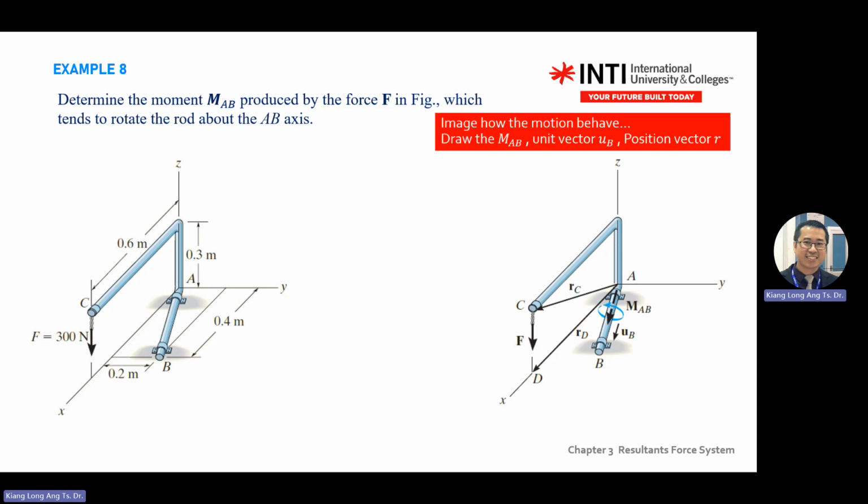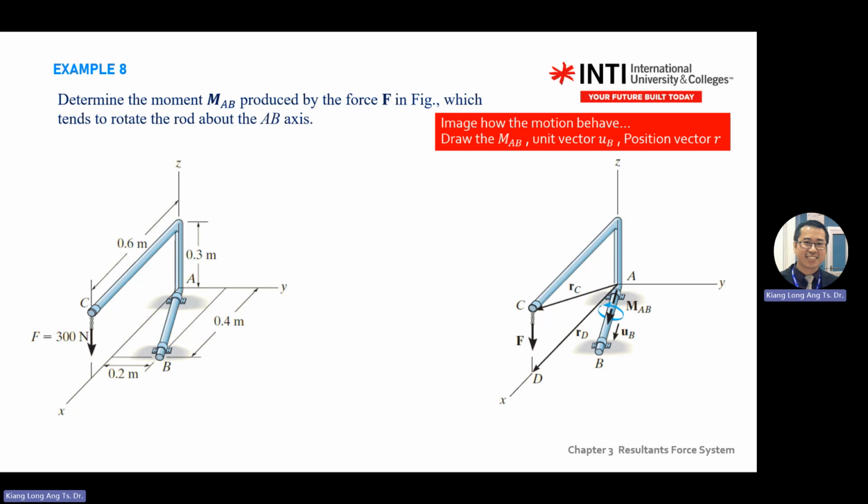Okay, so from the left hand side diagram, you need to draw the new diagram in your answer sheet by labeling A, B, C, and then put in where is your moment at moment AB. So for example, the question asks you to find the moment AB. Your diagram needs to show me where is the moment of AB. Without diagram, maybe half of the question gone already lah.